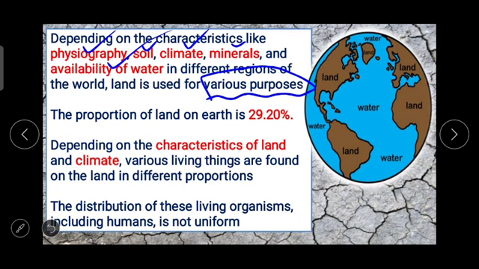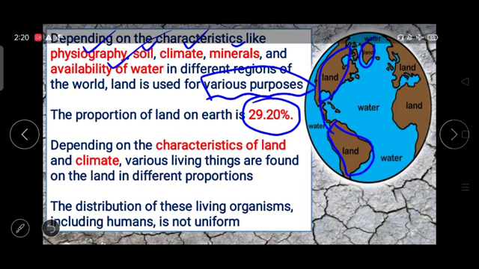It depends on the characteristics. The proportion of land on earth is 29.20% only. If we talk about the percentage of land on the earth, then it is 29.20. All this land that we can see is 29.20%, and everywhere else there is water.